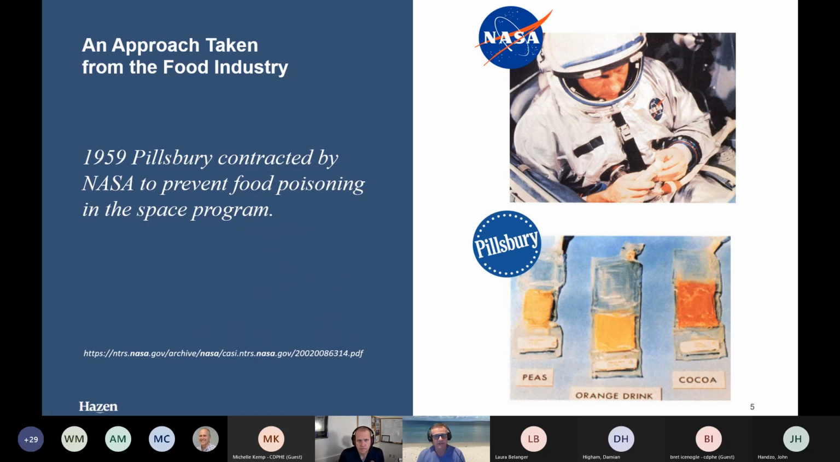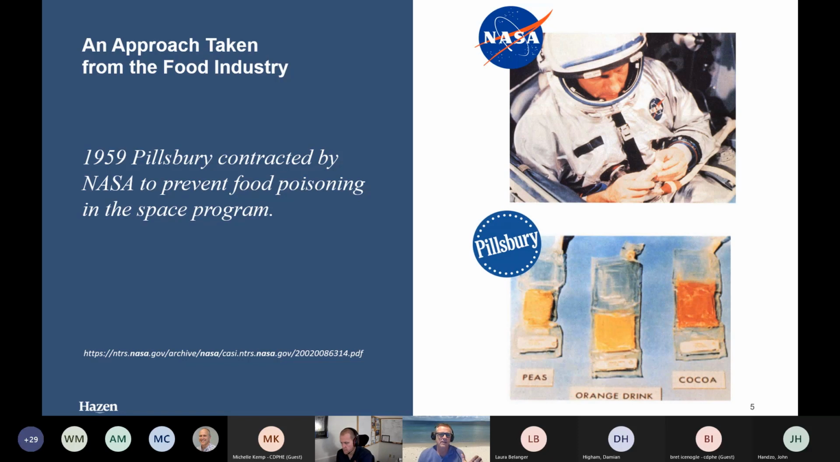It's got an interesting history. In 1959, the Pillsbury Company was contracted by NASA to work on helping prevent food poisoning in the Apollo space program. What I failed to mention is that HACCP is something that we've borrowed from the food industry. And you can think about, maybe the risk of food poisoning in a space capsule is fairly low, but the consequence would be awfully high.